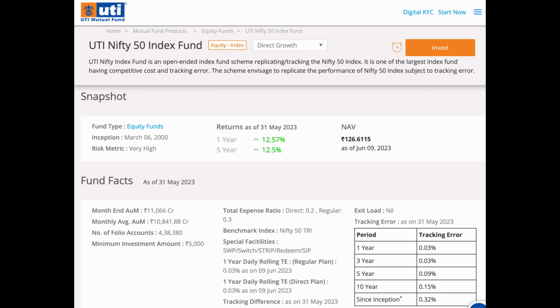What is an index fund then? If a fund is created with exactly the same weightage as an index, it is an index fund. Say for example, UTI Nifty Index Fund is created with exactly the same companies with the same weightage as the Nifty 50 index. So if the Nifty 50 index goes up by 1%, the index fund created based off of this index will go up by 1% as well.